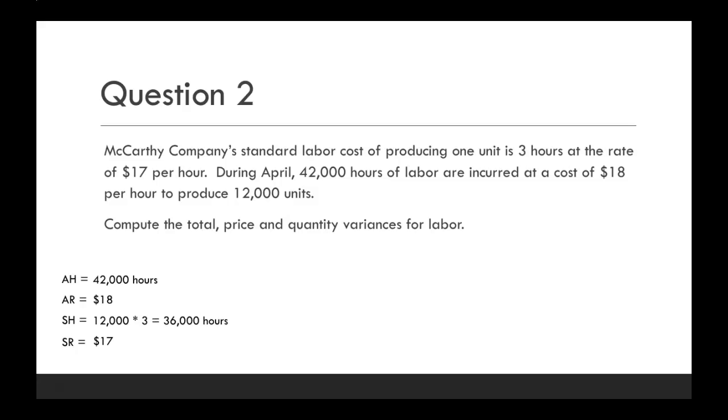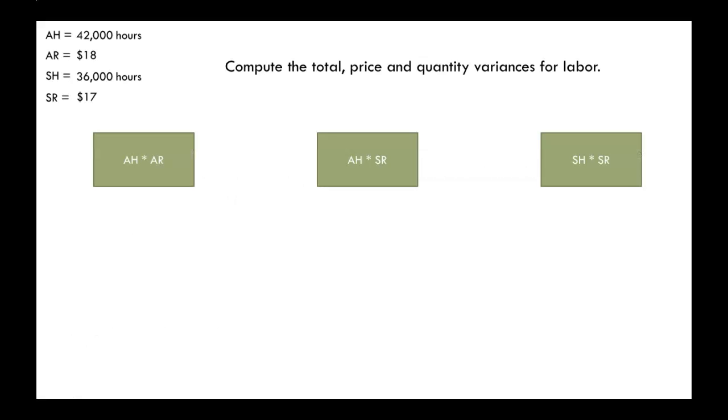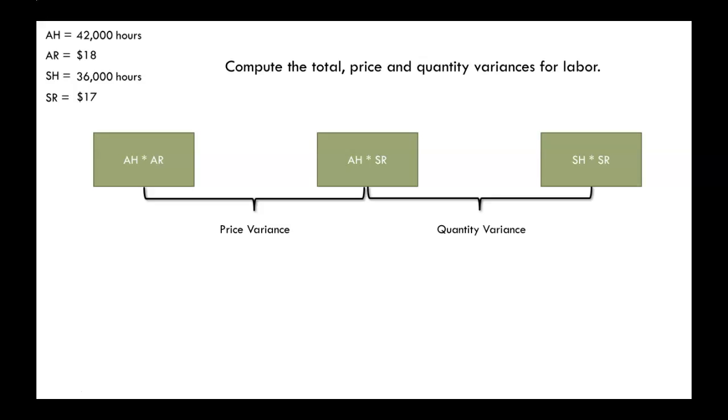So now that we have all of those variables, we can find our variances here. We set it up in the same kind of way. Actual hours times actual rate, actual hours times standard rate, and standard hours times standard rate. The difference between those first two will be your price variance. Difference between the last two will be your quantity variance. And then we can use those to find our total variance.